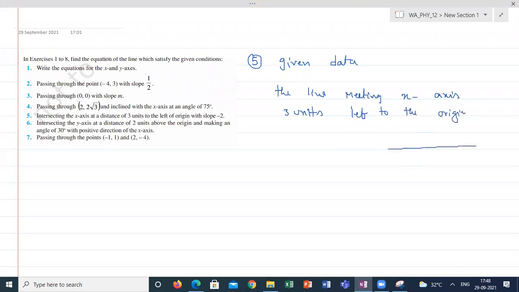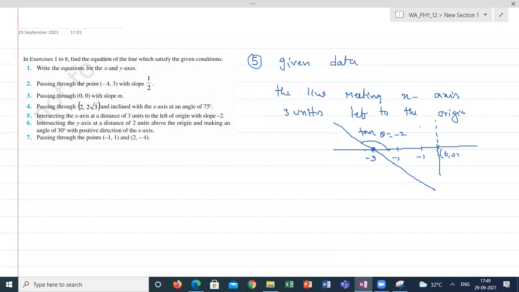That means if this is the origin, left means minus 1, minus 2, minus 3. And the line is like this, where this angle is, the slope is minus 2. It is like this. Minus 2 means it is not like this. Definitely, this line will be like this, because of negative slope, it is an obtuse angle. So tan theta is minus 2.